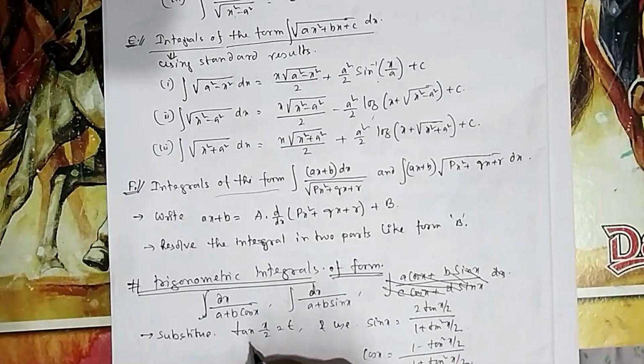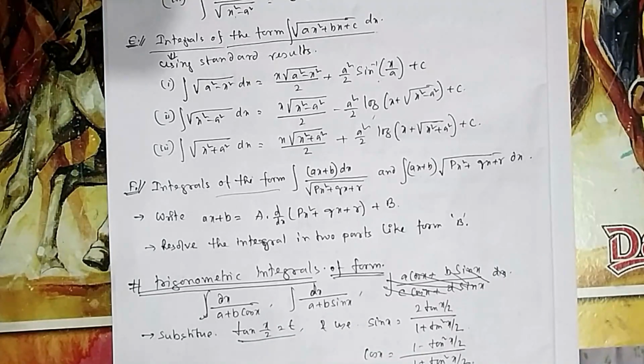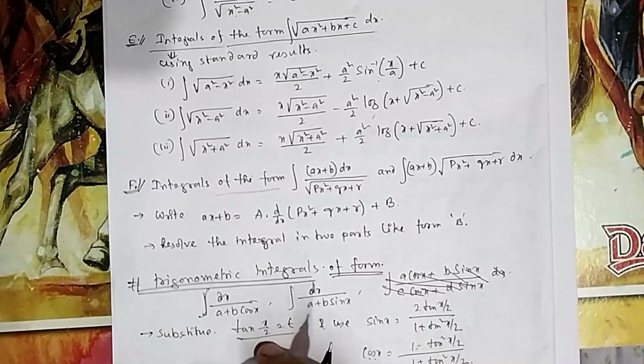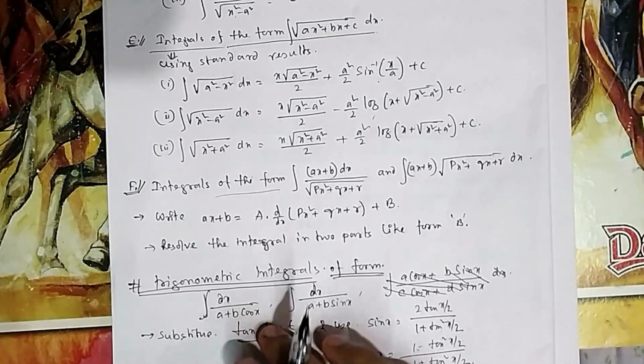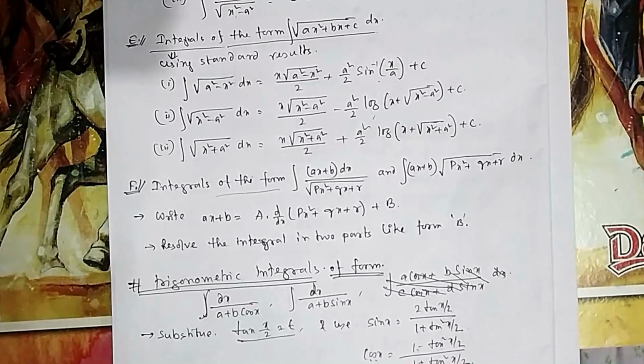For this particular format, we generally take tan x by 2 equal to t, and we use sin x equal to 2 tan theta by 1 plus tan square theta, and cos 2 theta is equal to 1 minus tan square by 1 plus tan square. Use this substitution there. You do differentiation, put everything there. Differentiation will be sec square. This one, sec square, you write 1 plus tan square. That will be t square. We will do one more example if it is there in the questions.